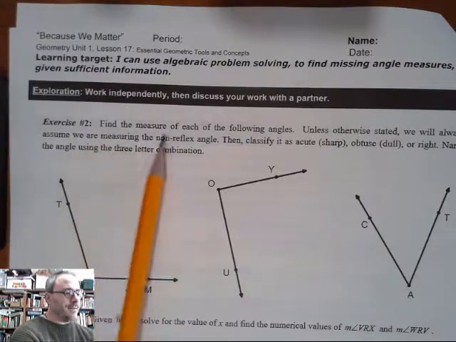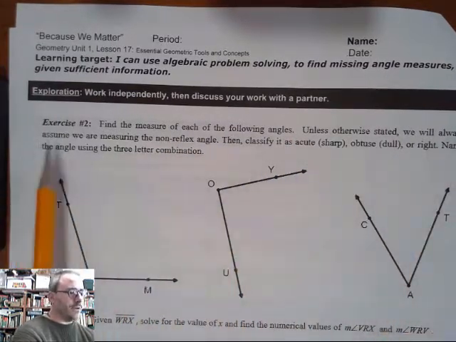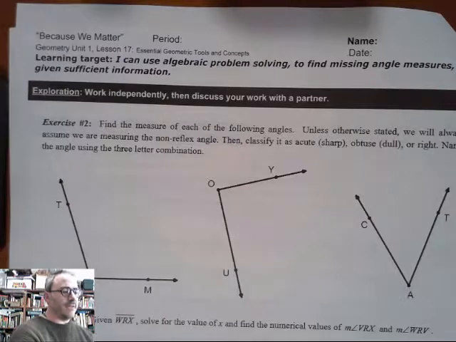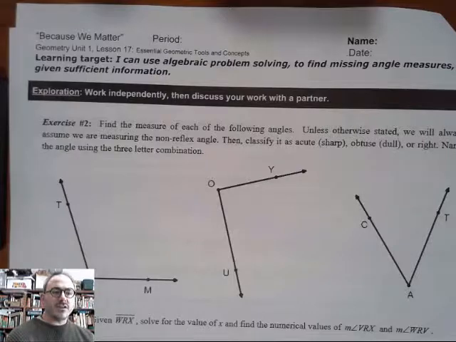Find the measure of each of the following angles. Unless otherwise stated, we will always assume we are measuring a non-reflex angle and classify it as an acute (sharp), obtuse (dull), or right. Name the angle using a 3-letter combination. So find the measure of each angle.